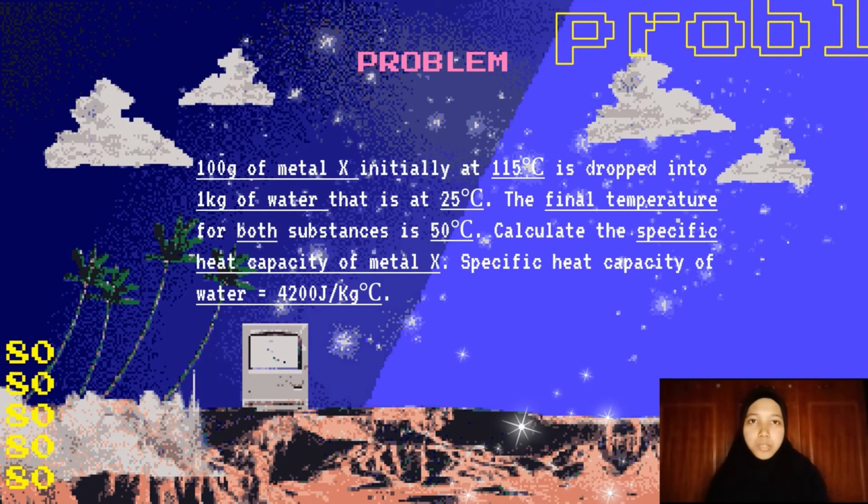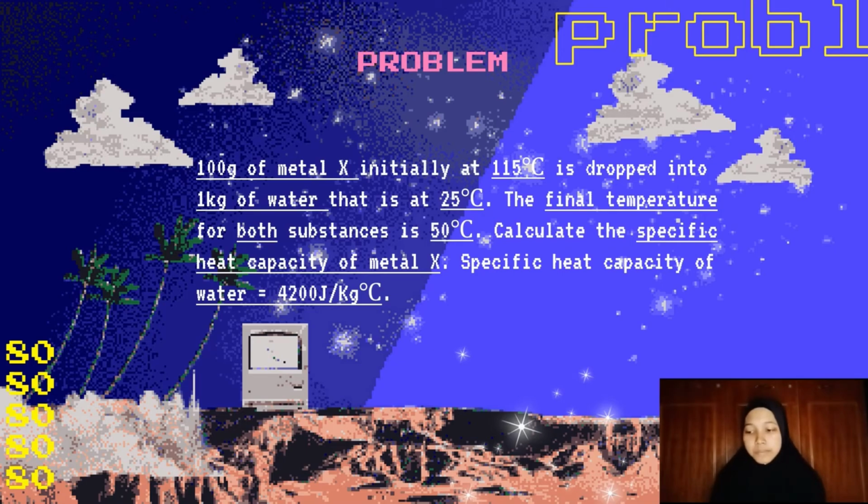Next, for the problem section, the question is: 100 gram of metal X initially at 115 degrees Celsius is dropped into 1 kilogram of water that is at 25 degrees Celsius. The final temperature for both substances is 50 degrees Celsius. Calculate the specific heat capacity of metal X.